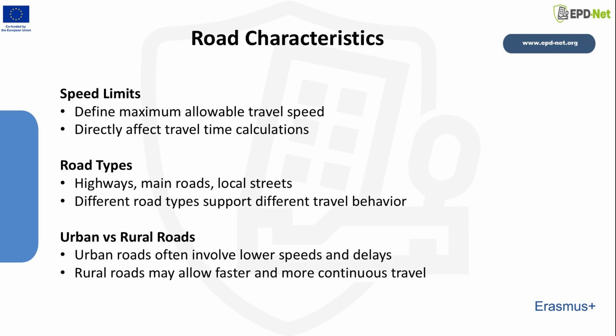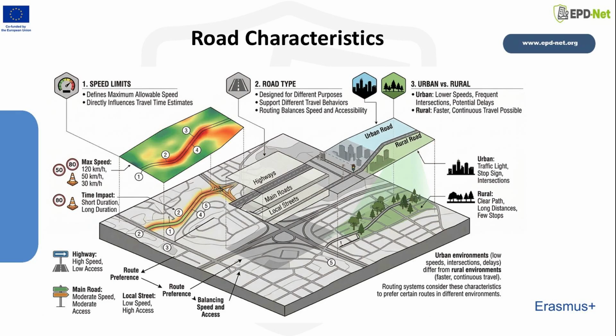Road characteristics play an important role in determining how routes are calculated in GIS-based routing. One of the key characteristics is speed limits, which define the maximum allowable speed on a road segment and directly influence travel time estimates. Road type is another important factor. Highways, main roads, and local streets are designed for different purposes and support different travel behaviors. Routing systems consider these differences when selecting optimal routes, especially when balancing speed and accessibility. There is also a distinction between urban and rural roads. Urban roads typically involve lower speeds, frequent intersections, and potential delays, while rural roads may allow faster and more continuous travel. Understanding these road characteristics helps explain why certain routes are preferred over others in different environments.